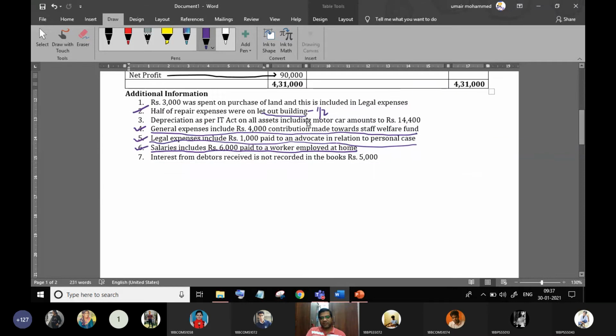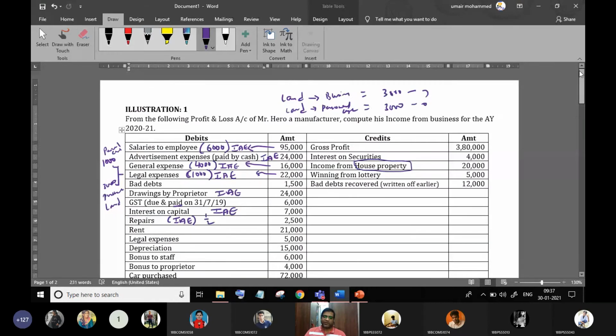If you look at adjustment number one, rupees 3,000 was spent on purchase of land, and this is included in legal expense. The answer to this question is whether the land was purchased for business or for personal use does not matter. This is a capital expenditure. Now you might be wondering, sir, how can just 3,000 rupees be capital expenditure?